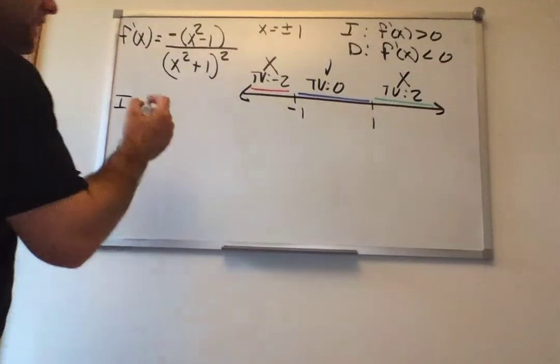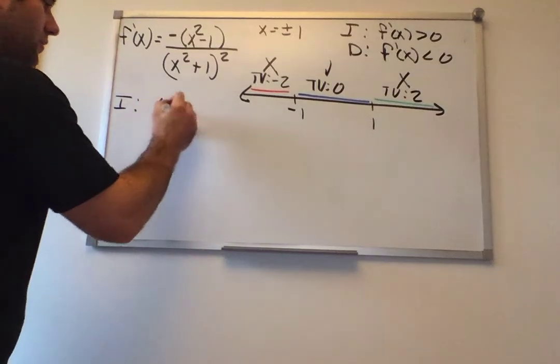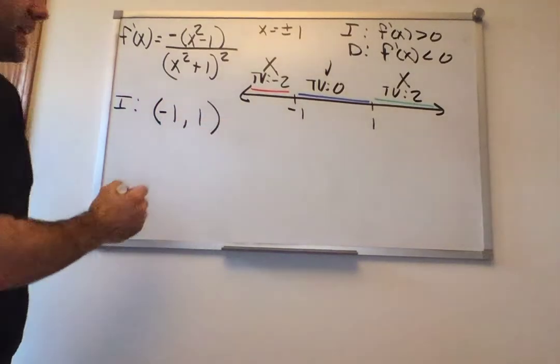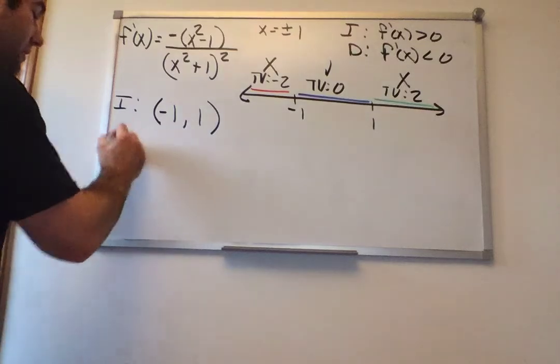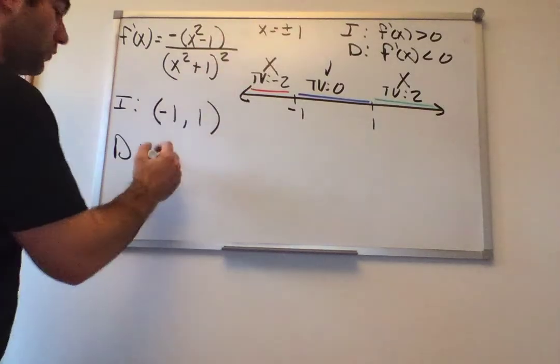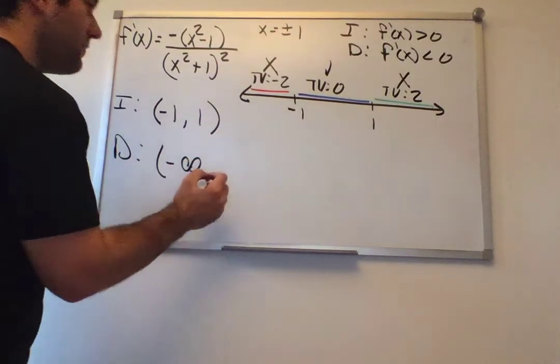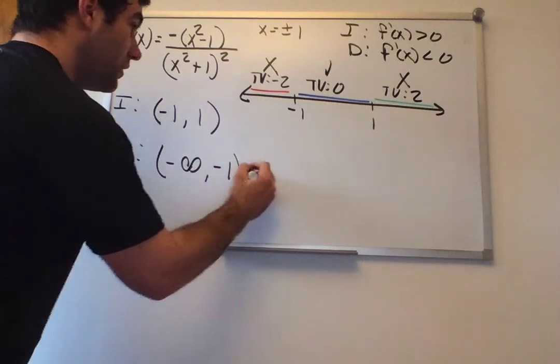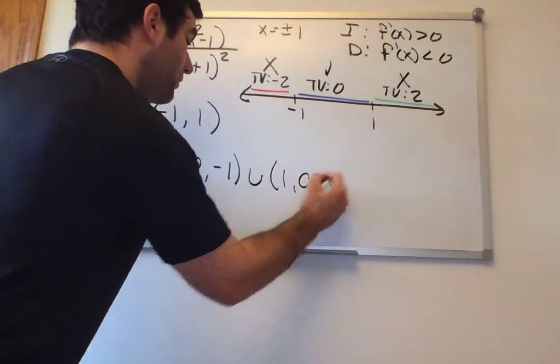So now we can see our increasing interval, there's only one, is from -1 to 1. And then our decreasing intervals are the ones that didn't work in this case, -infinity to -1, union 1 to infinity.